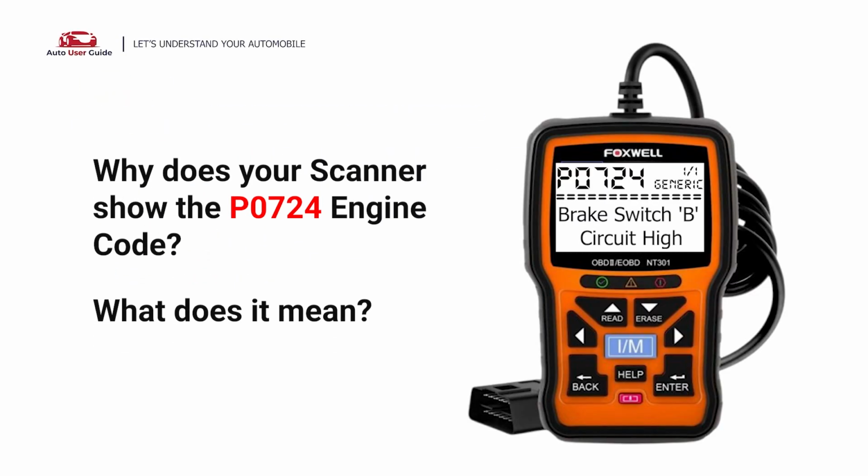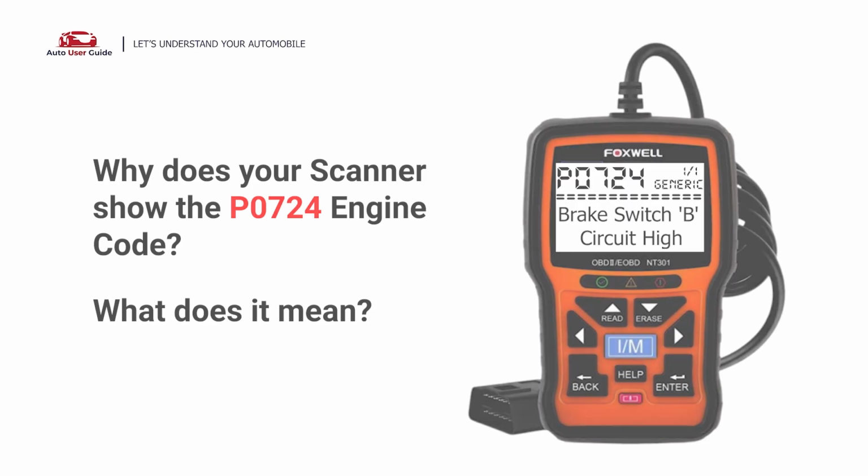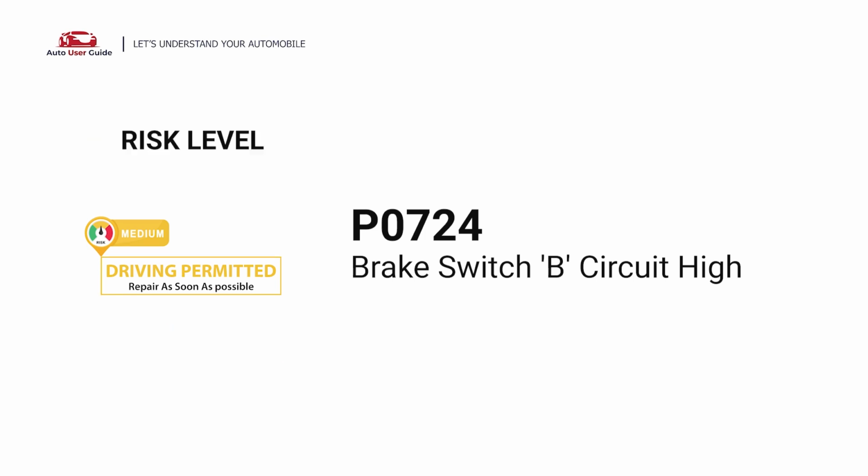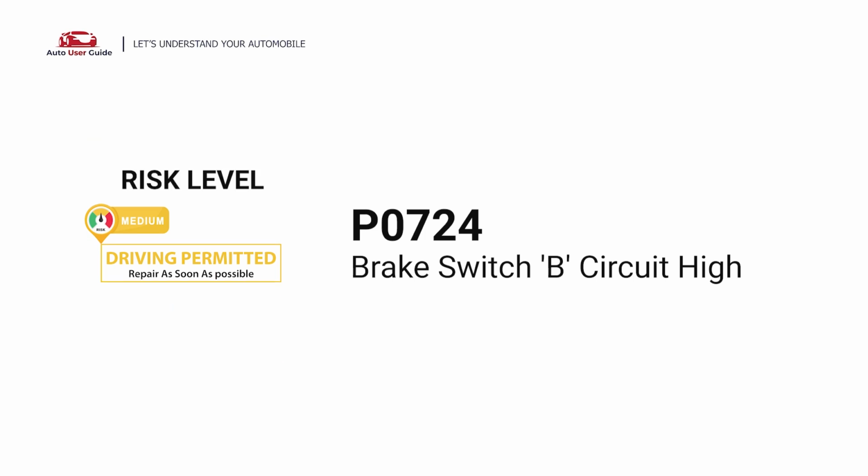Why does your scanner show the P0724 engine code? What does it mean? P0724 is a diagnostic trouble code for brake switch B circuit high.